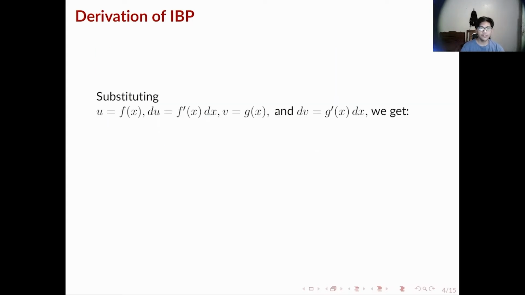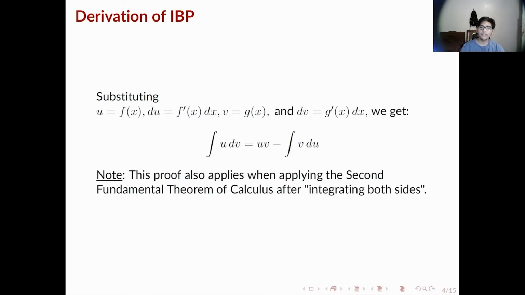If we now substitute these values, u is equal to f of x, du is equal to f prime of x dx, v is equal to g of x, and dv is equal to g prime of x dx, we get the following formula. The integral of u dv is equal to uv minus the integral of v du, which is the IBP. Note that this proof also applies when applying the second fundamental theorem of calculus after integrating both sides, meaning that this proof can also work sa ating definite integrals.